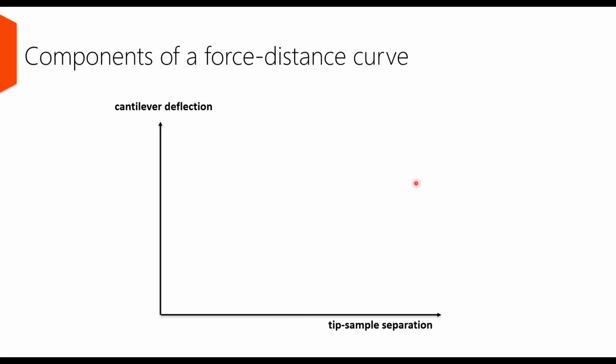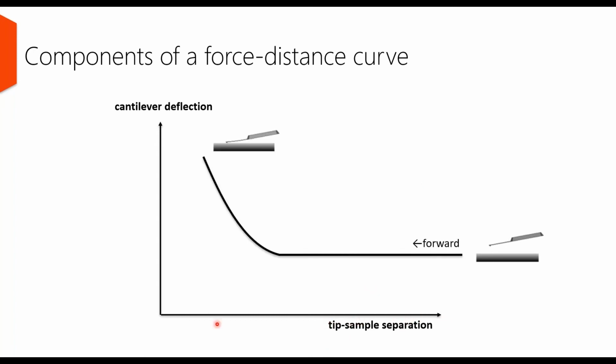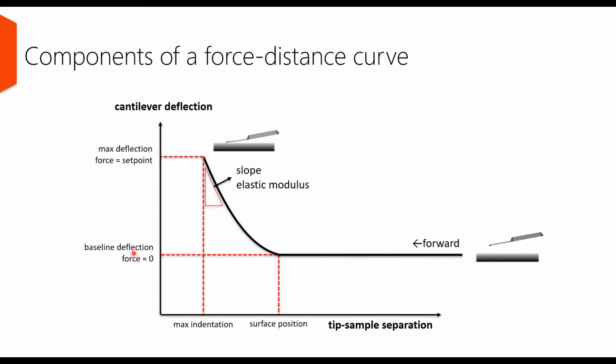So in a typical force distance curve, we have on the x-axis the tip sample separation, and on the y-axis the deflection, so the amount of force. As we approach the surface, we make contact with the surface, and then there's an increase in the force as we push into the surface itself. We have the baseline deflection, zero force, but we also have the max force, the amount of force we applied. We also know how much we've indented into the surface, and we also have an indication of where the actual surface position is by the point at which the force starts to increase.